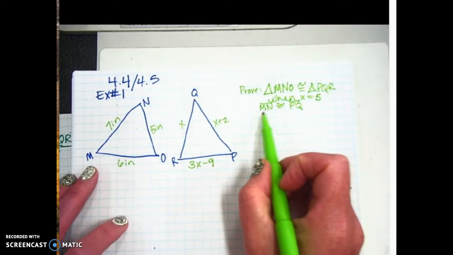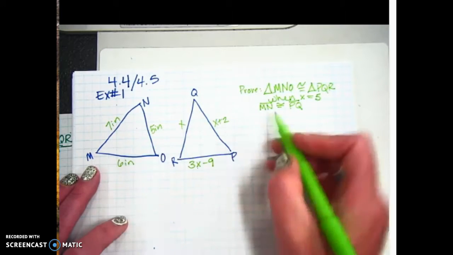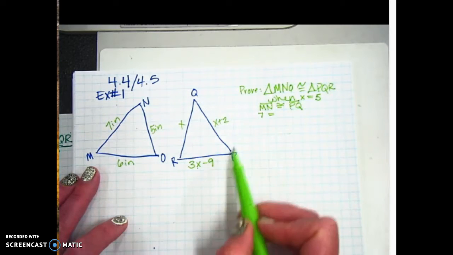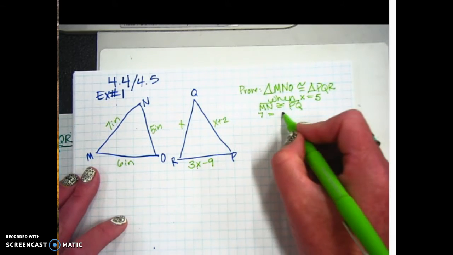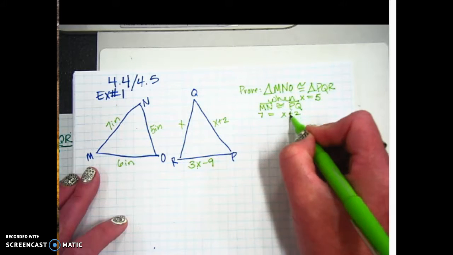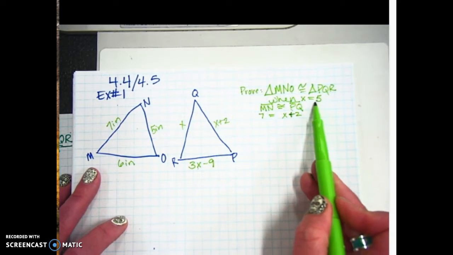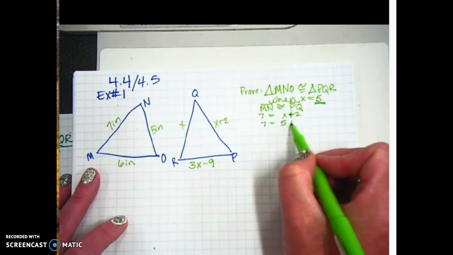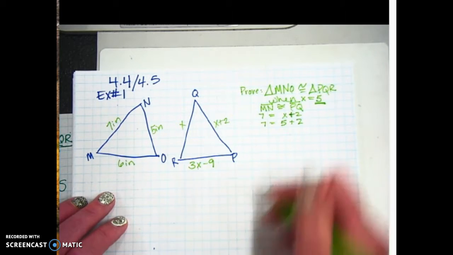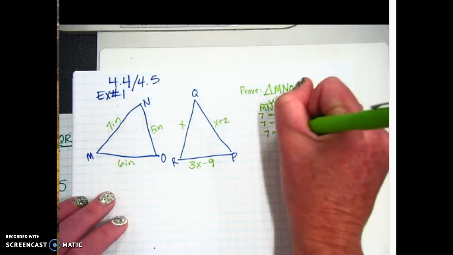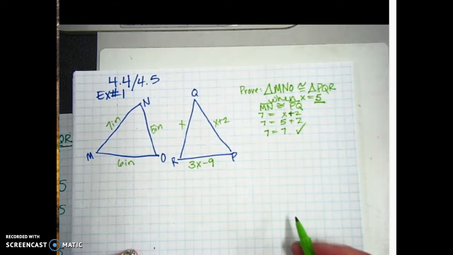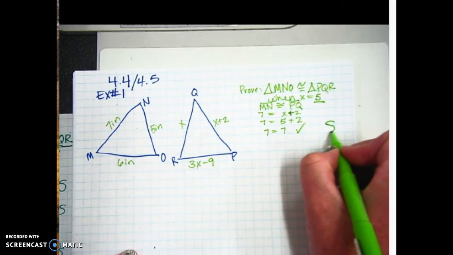Okay, so on the side MN, we have a 7. On the side PQ, we have X plus 2. We want to take this 5 and plug it in. So does 7 equal 5 plus 2? Yes. So we have 7 equals 7. We say, yes, it works. And that was a side. So that gives us our first S.